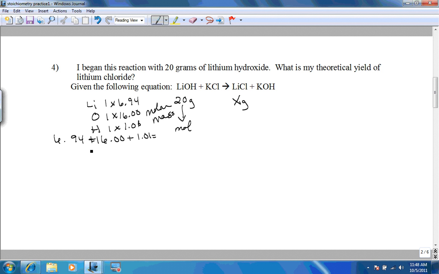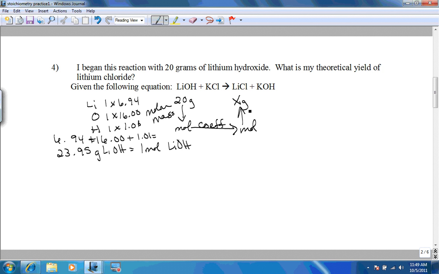And that's going to equal 23.95 grams of lithium hydroxide is equal to 1 mole lithium hydroxide. Now that we're in moles of lithium hydroxide, we need to get moles of lithium chloride. To do that, we need the coefficients. Now we're in moles of lithium chloride.